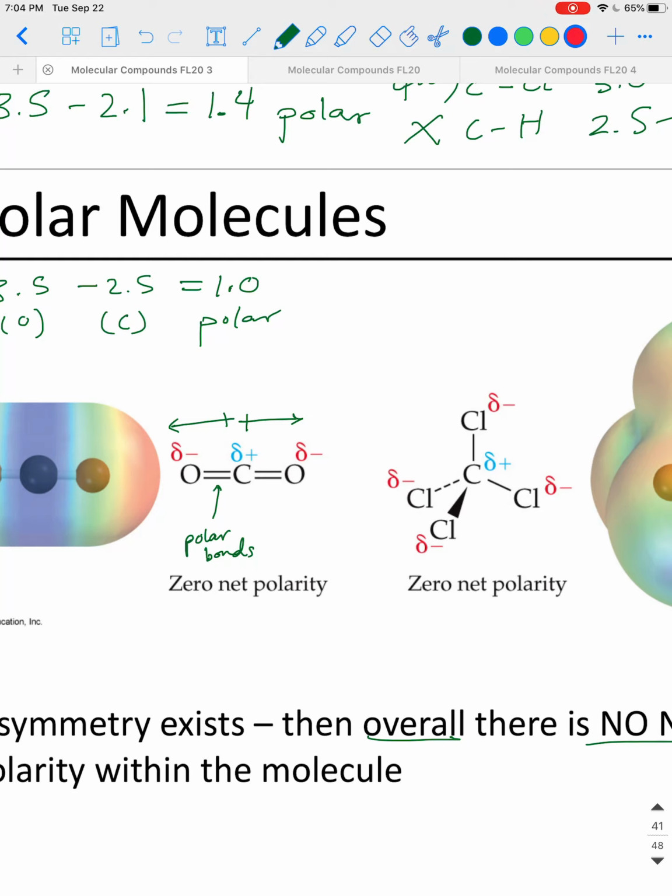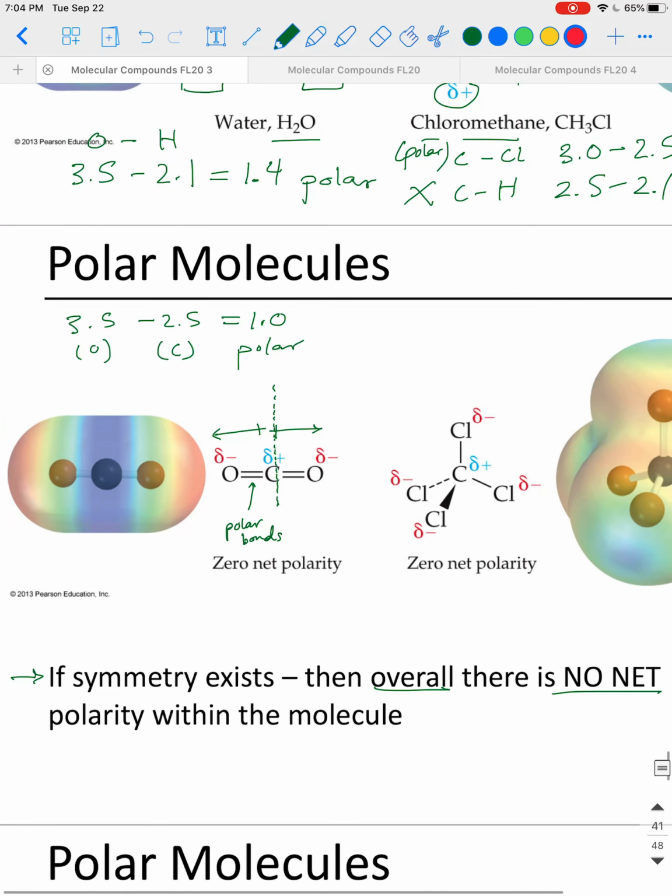Now, because there's symmetry in this molecule, I'm going to draw my plane of symmetry right down the middle of the molecule. Because there's symmetry here, notice that these dipoles cancel each other out. If they're pointing in opposite directions, then there's no net polarity overall. They cancel one another out. Okay? So 0 net polarity.